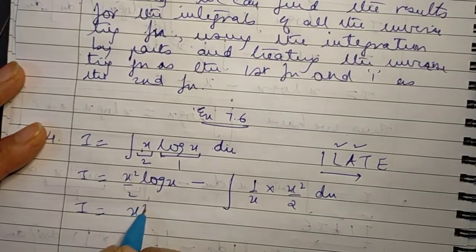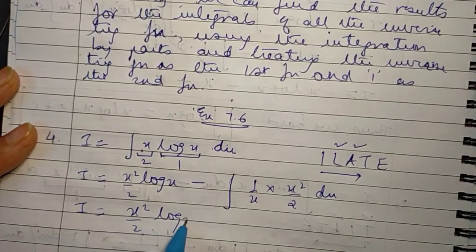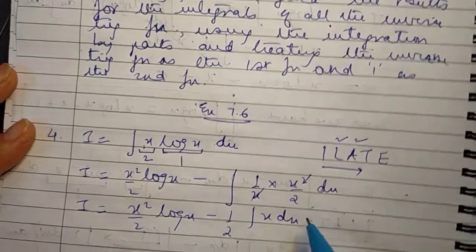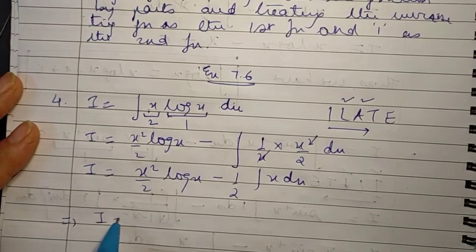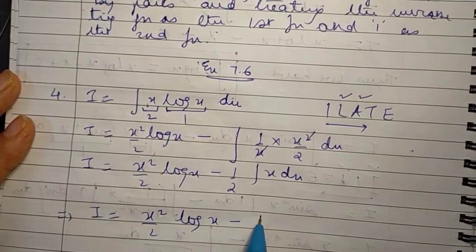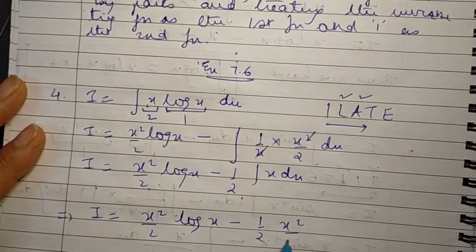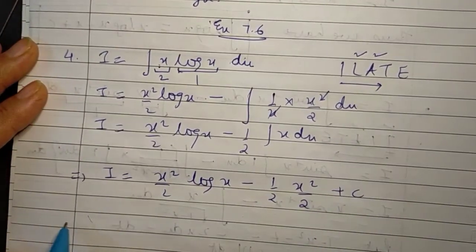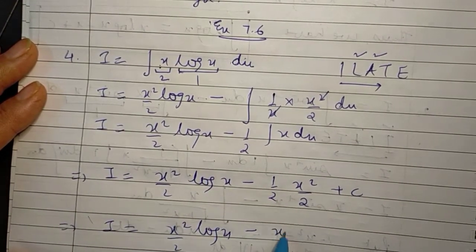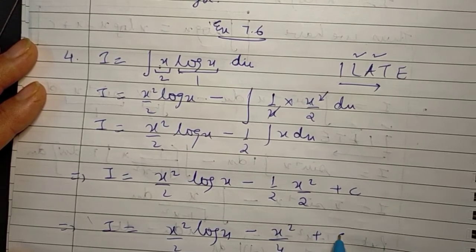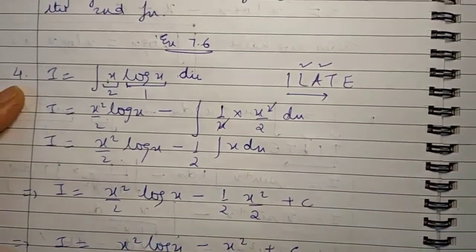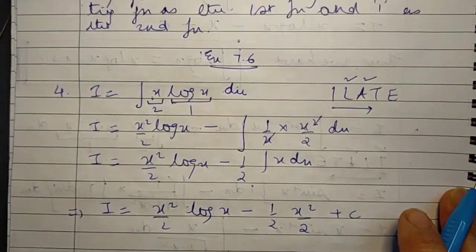Solving we get x squared by 2 log x minus, 1 upon x gets cancelled, half is outside, integral of x dx, which gives us I is equal to x squared by 2 log x minus half of x squared by 2 plus a constant, which on putting together gives us x squared by 2 log x minus x squared by 4 plus a constant, which is the answer. Same way you can try out the other questions of this exercise. Thank you.